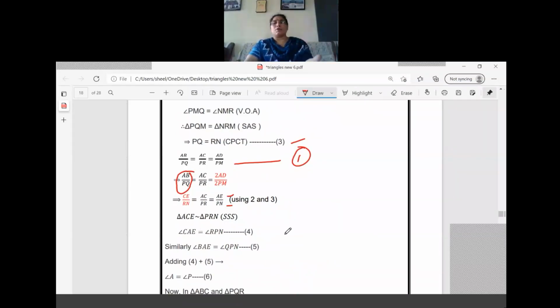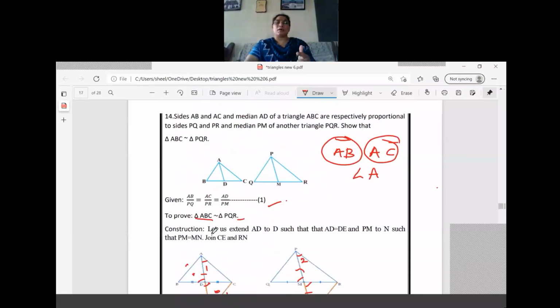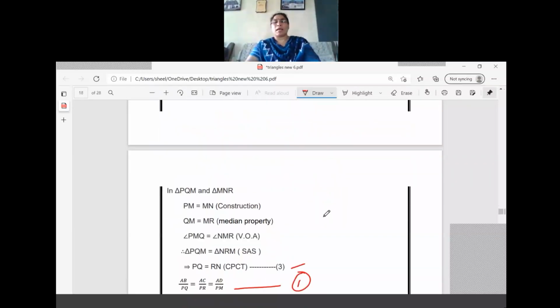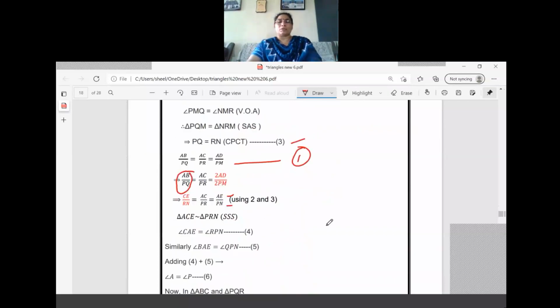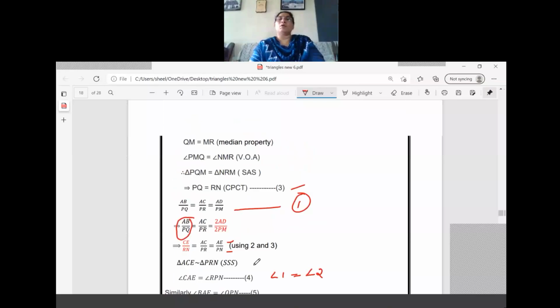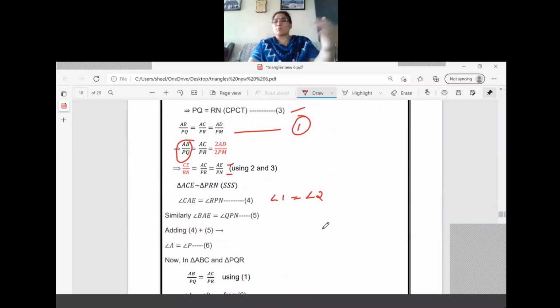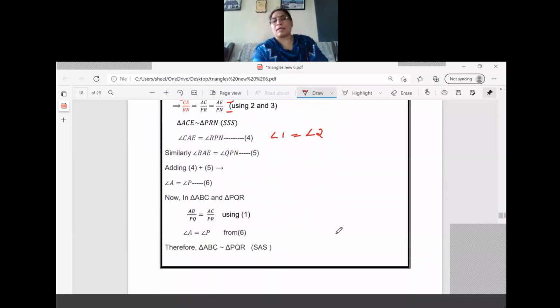Now similarly, we should join the other two sides, the non-joined sides, BE and QN. We have to join them, and then another congruency criterion we will get, and angle 3 equals angle 4 by CPCT. Understood? So here we got angle 1 equal to angle 2, which is CAE. This is angle 1, and this is angle 2. Now I have written that BAE equals QPN. BAE I have marked 3, QPN I have marked as 4. The same procedure, we are not writing that one. Similarly, angle 3 is equal to angle 4.